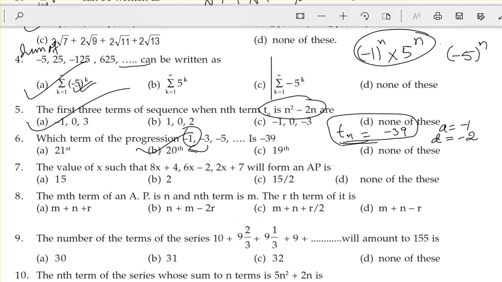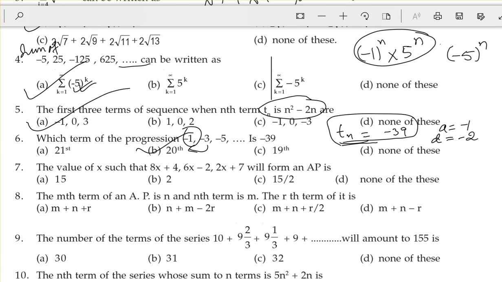Find the value of x such that this will form an AP. A, B, C are in AP. Remember what I told you in the lecture videos of the progressions chapter, what I repeated many times: A, B, C are in AP.